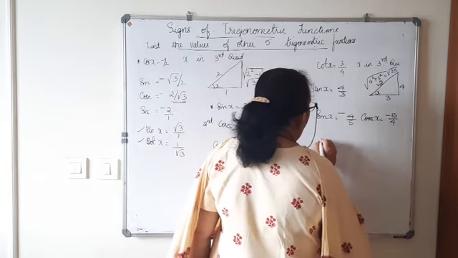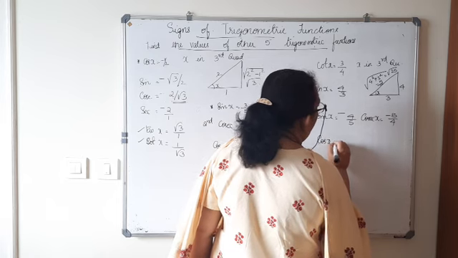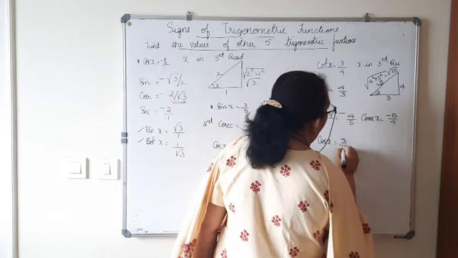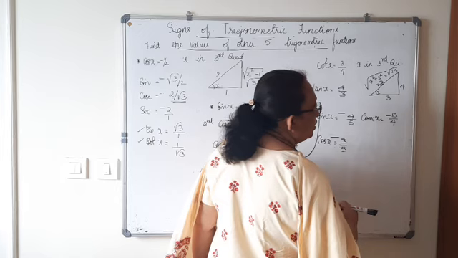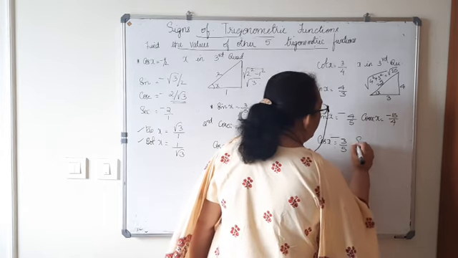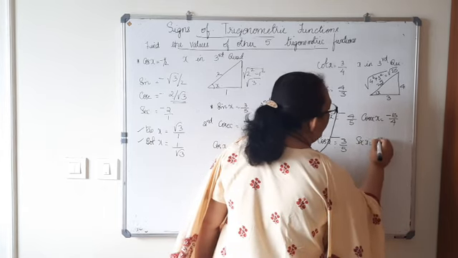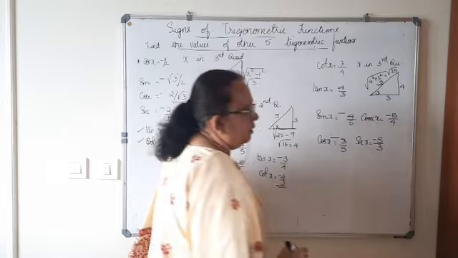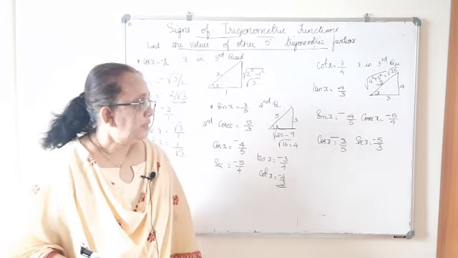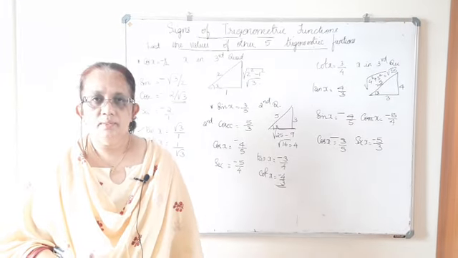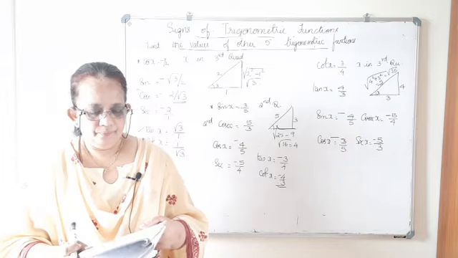Cos x is equal to 3 by 5, but it's in the third quadrant, so it is minus 3 by 5. Sec x is equal to minus 5 by 3, the reciprocal of cos. So this is how you do the question.